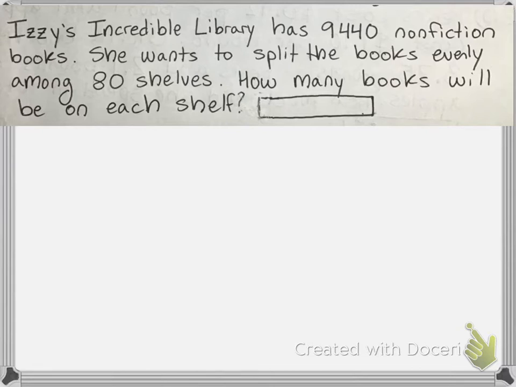The first thing I have to figure out, who would like to raise their hand and tell me what operation am I doing? The operation means addition, subtraction, multiplication, division. Romina, what am I doing? I think you're gonna do division. Why'd you pick division? Because it says that Izzy wants to split. Yes, our keyword is split there. When we split something, we're dividing it. Excellent. So perfect. We already know we're going to do division.